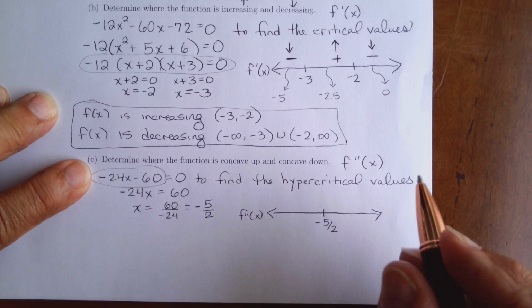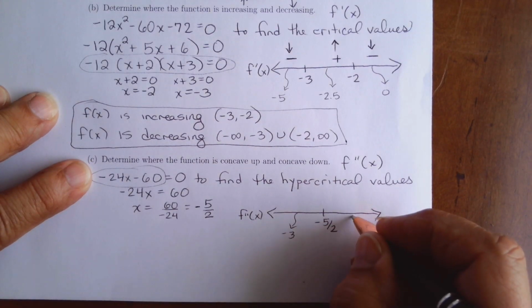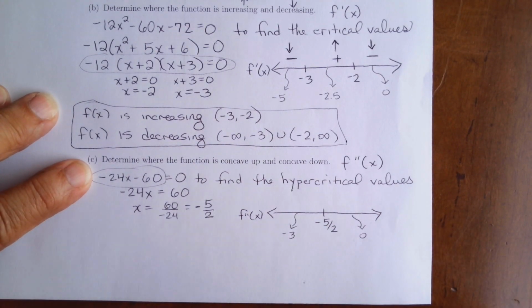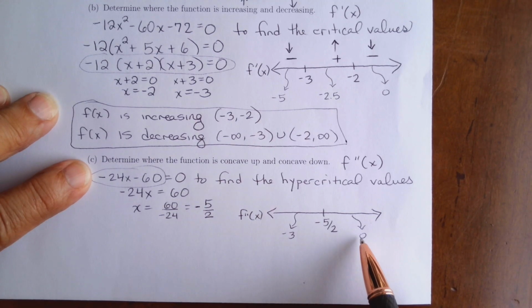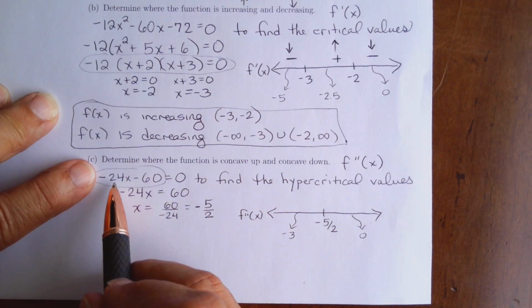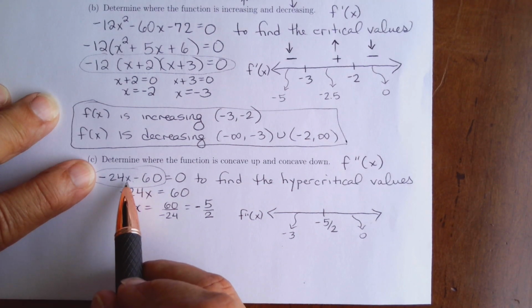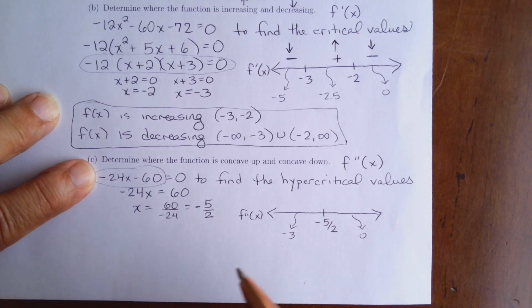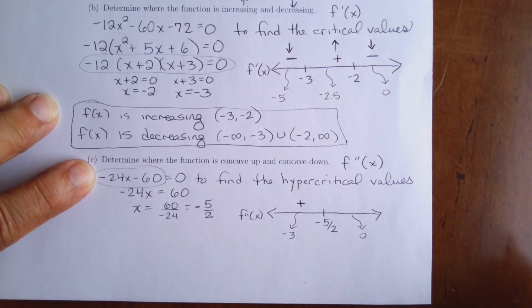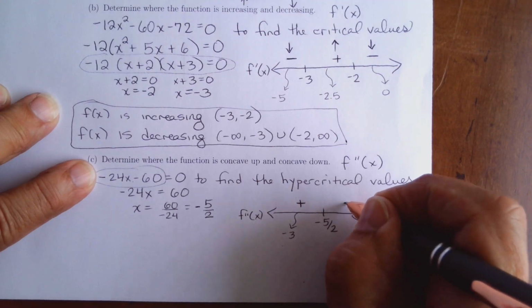So I need to pick some test points, pick something less than negative 5/2. That's negative 2.5, so I'll pick negative 3. And pick something greater than negative 5/2. 0 is always easy. All right, so if I put negative 3 in here, negative 3 times negative 24, that's a positive 72. 72 minus 60 is a positive number, so over here is positive. If I put 0 in here, negative 24 times 0 is 0. 0 minus 60 is negative.